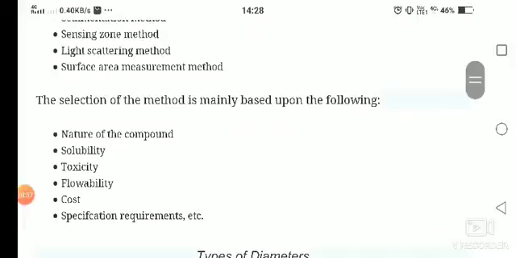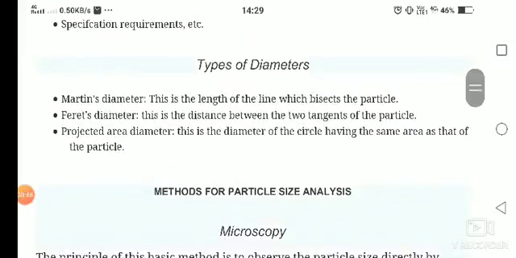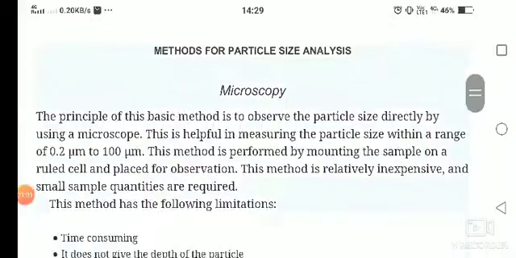The selection of the method is mainly based on the following: nature of the compound, solubility, toxicity, flowability, cost and specification requirements. The types of diameters. What are the different types of diameters? Martin's diameter is the length of the line which bisects the particle. Feret's diameter is the distance between the two tangents of a particle. And projected area diameter is the diameter of the circle having the same area as that of the particle.